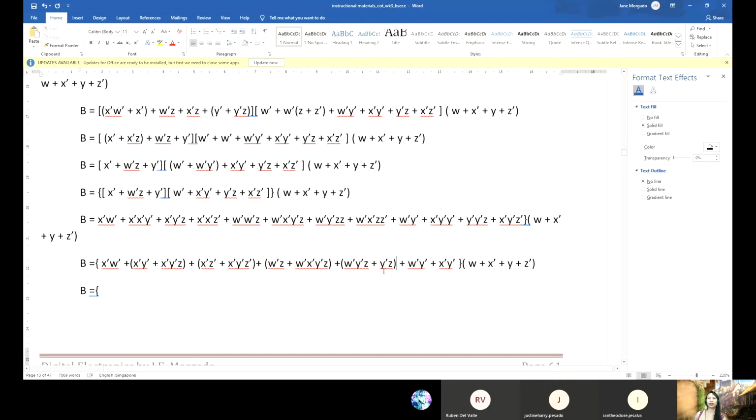W prime, x, okay. This first. So, x prime, w prime plus, okay. So, how do you simplify this? X prime, y prime. X prime, y prime is 1 plus z, right? Correct? Okay. Plus, how about this one? X prime, z prime. Okay? So, this one, x prime, z prime. Right? X prime. Okay. 1 plus y prime. Okay.